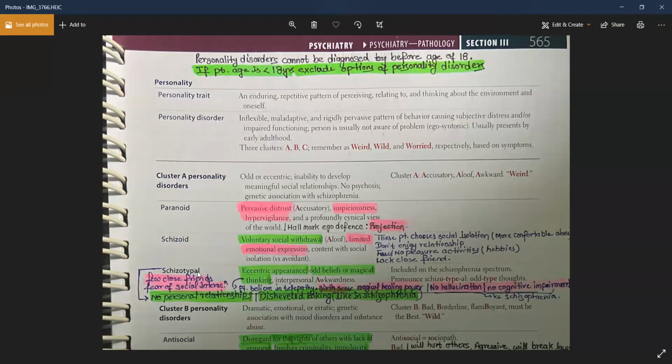In case of my schizotypal, they have some close friends. Okay, they always have magical thinking, like unicorns or some magical healing powers. The patient believes in telepathy, sixth sense, or magical healing powers. They do not have any hallucinations. They do not have any disorganized speech or behavior. So you cannot diagnose them with schizophrenia. That is an important thing.